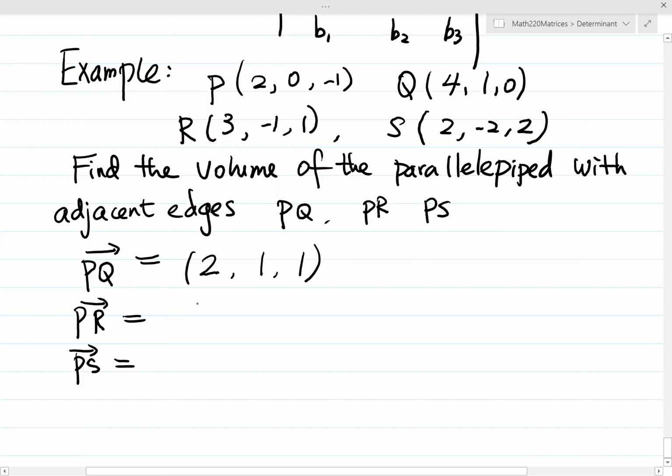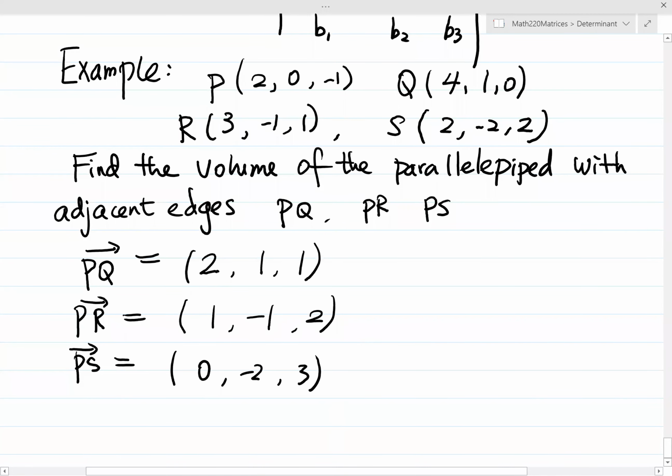Similarly, we work out PR and PS. PR is R subtract P, so we get 3 minus 2, 1. -1 minus 0, so we get -1. 1 minus -1, so we get 2. PS is S subtract P. So 2 subtract 2, 0. -2 subtract 0, -2. 2 subtract -1, 3. And then we find.